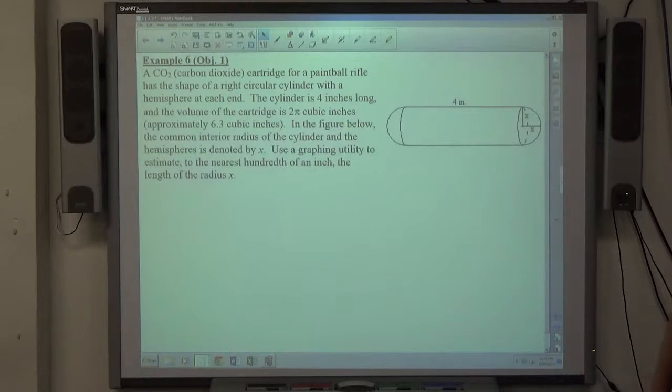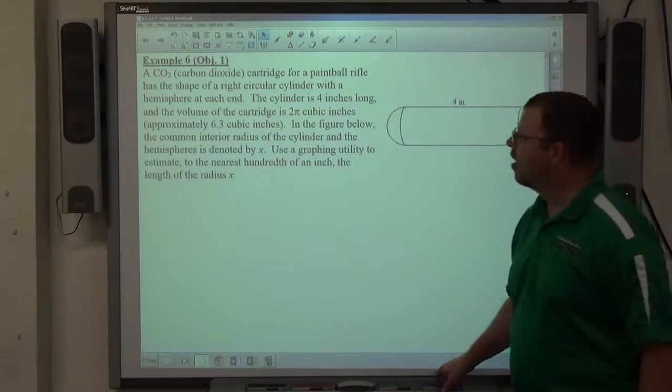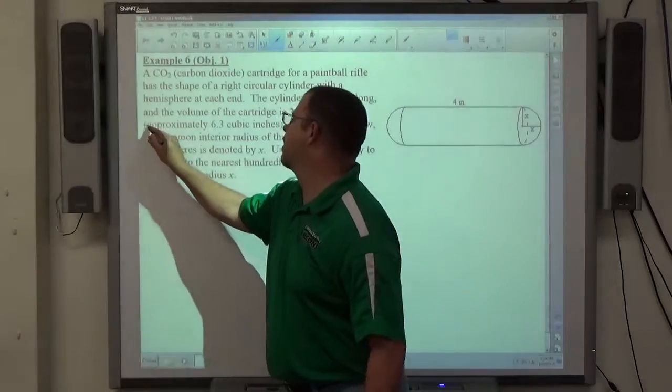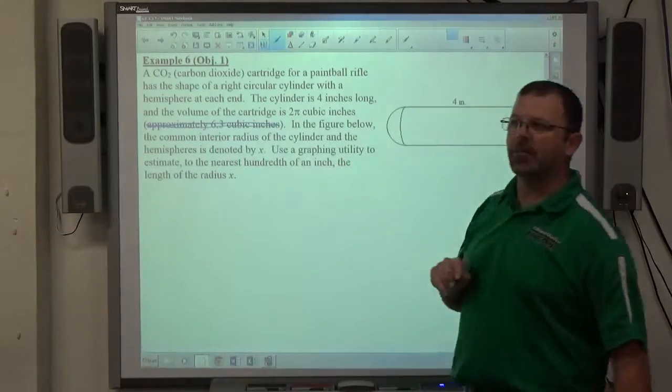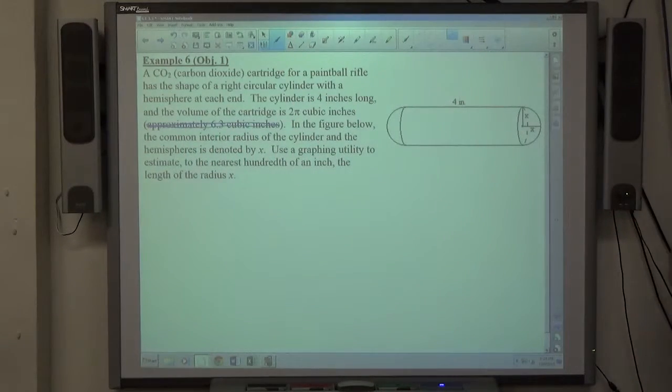Example 6. A carbon dioxide cartridge for a paintball rifle has the shape of a right circular cylinder with a hemisphere at each end. The cylinder is 4 inches long. The volume of the cartridge is 2 pi cubic inches, which is approximately 6.3 cubic inches, but 2 pi is better than 6.3. You'll see when it comes time to do the problem why 2 pi is better.